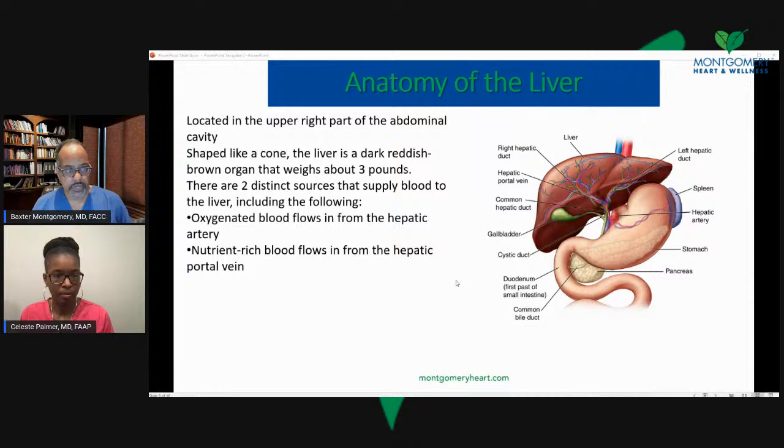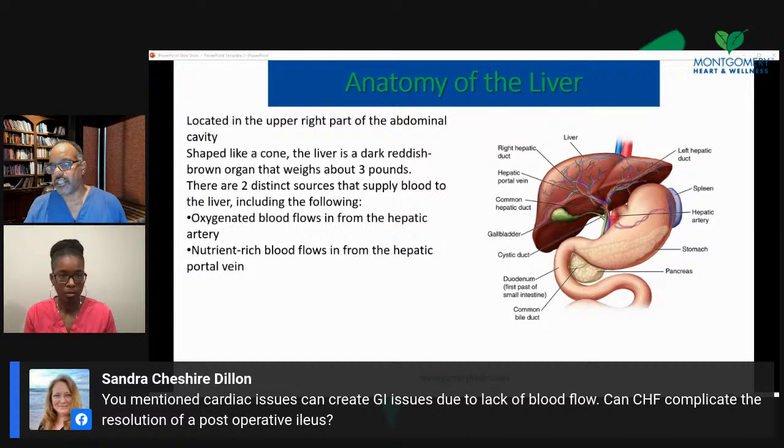Let's see, Sandra, is that a question? You mentioned cardiac issues can create GI issues due to lack of blood flow. Can CHF complicate the resolution of postoperative ileus? The answer, Sandra, is yes. There are a lot of things that can contribute to postoperative ileus. That's number one. Sometimes poor blood flow is a contributing factor. So in the sense of poor blood flow being a problem, it can.